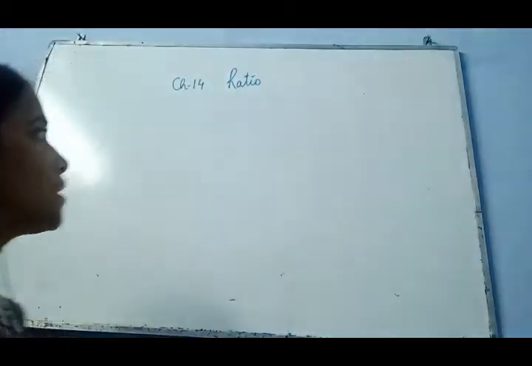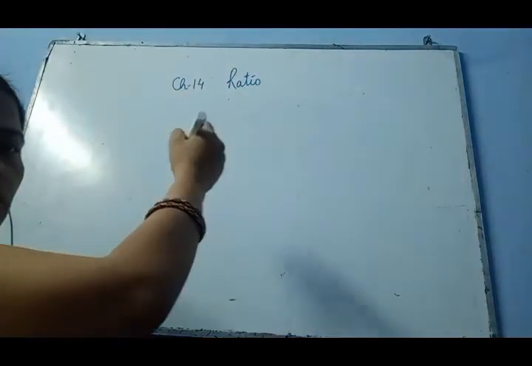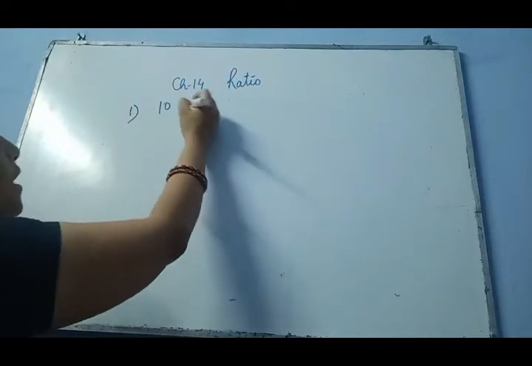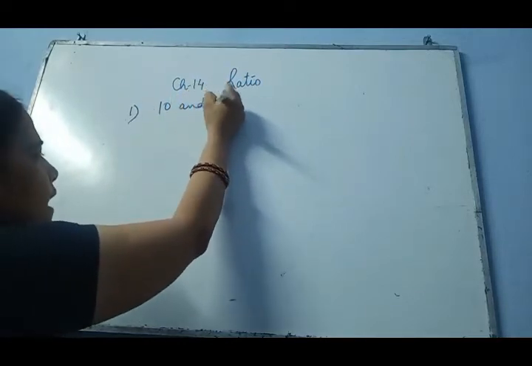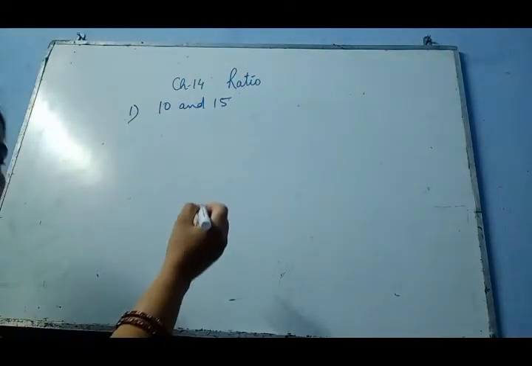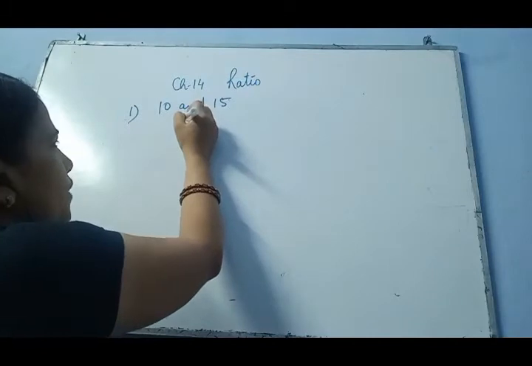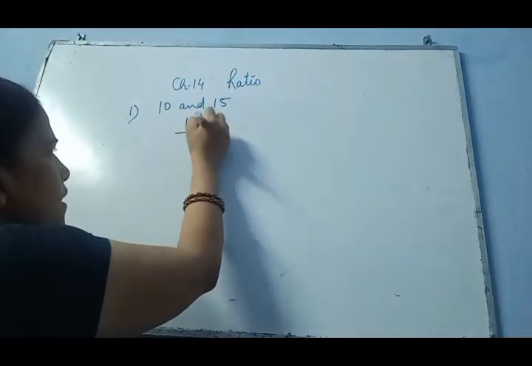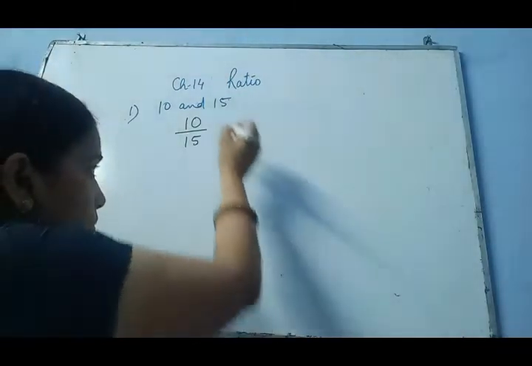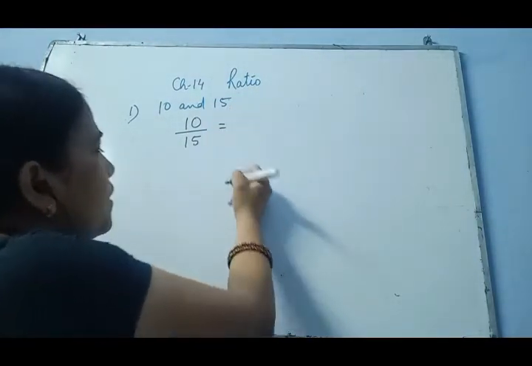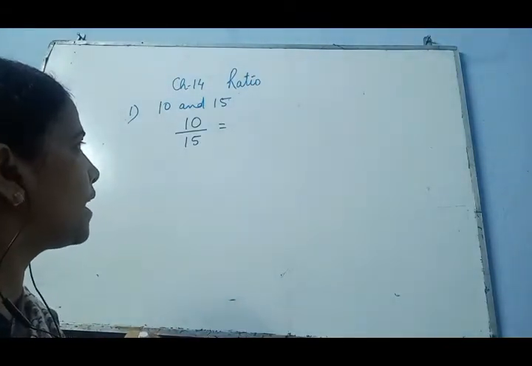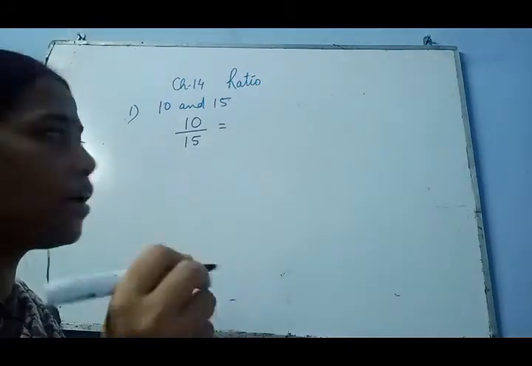The first one is: find the ratio of 10 and 15. To find the ratio of 10 and 15, what do we have to do? We have to divide 10 by 15. Now we will see whether these numbers are completely divisible by any number or not.